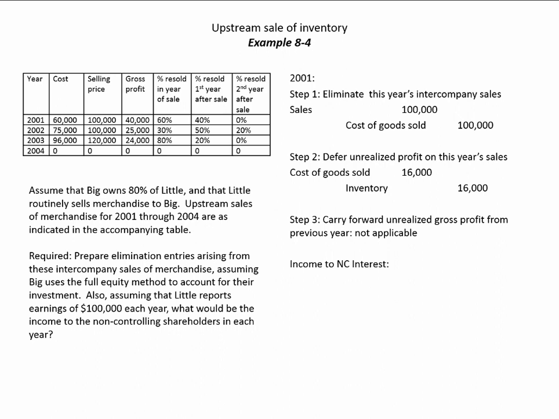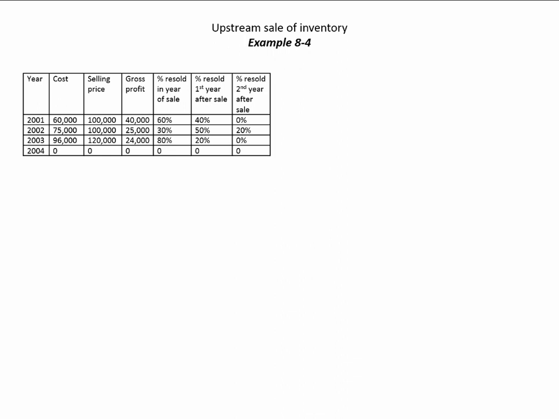Finally, we have to get the income to the non-controlling shareholders. The non-controlling shareholders own 20% of Little, so they're going to get 20% of the adjusted/realized subsidiary earnings. We look at those two elimination entries and ask ourselves, how did these entries affect earnings from the subsidiary? The first entry was a wash. There's no effect on income from the first entry. But the second entry, there's a $16,000 debit to cost of goods sold, so that reduces our income by $16,000. So the non-controlling shareholders will get 20% of $100,000 minus $16,000, or $16,800.